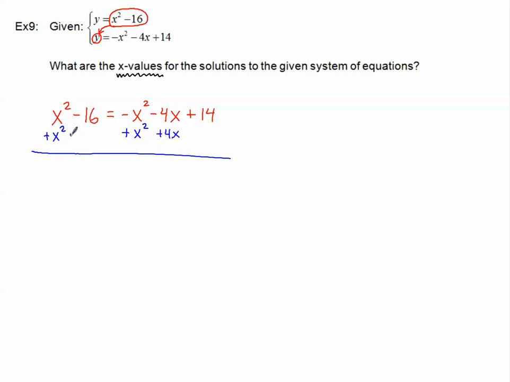There's really not a place for that, so I'll just try to squeeze that in the middle since that's where it would go. And I'll subtract 14. Try to put that underneath its like term. So that's gone, that's gone, that's gone. I've done all the opposites.